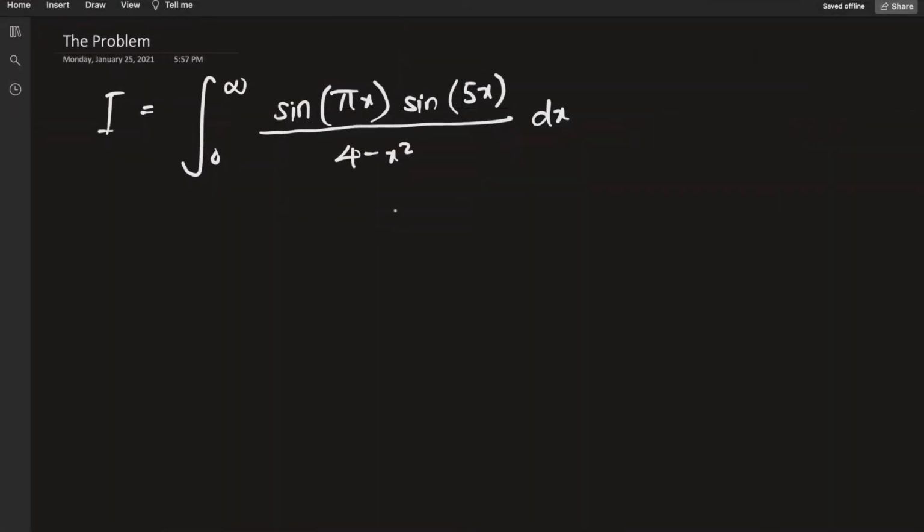Okay, so here's the problem. I've denoted it I, as always. Integral from 0 to infinity of sine of pi x times sine of 5x divided by 4 minus x squared dx.